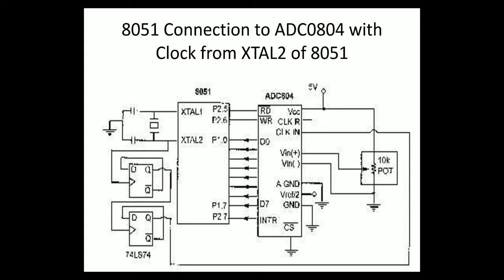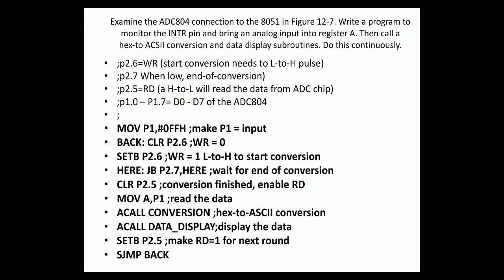So this diagram has shown you how ADC 0804 can be used with the internal clock frequency of 8051 to reduce the conversion time, or to increase the speed of the ADC. I think everybody has understood this diagram very clearly. Now let us go into the next chapter, which will also focus upon programming concepts.